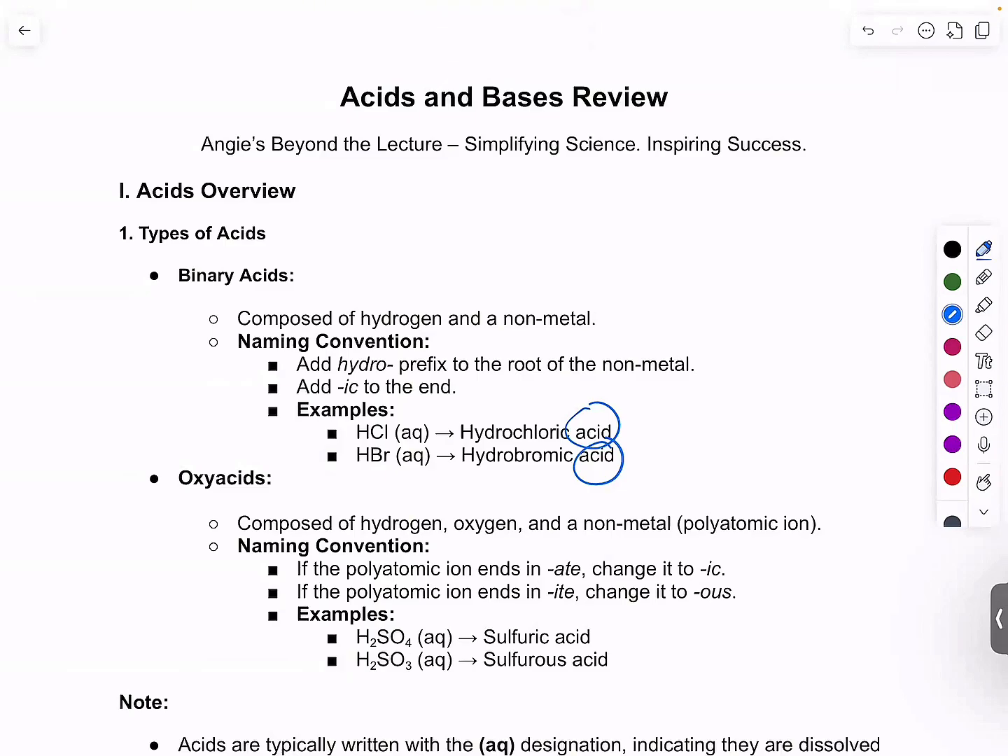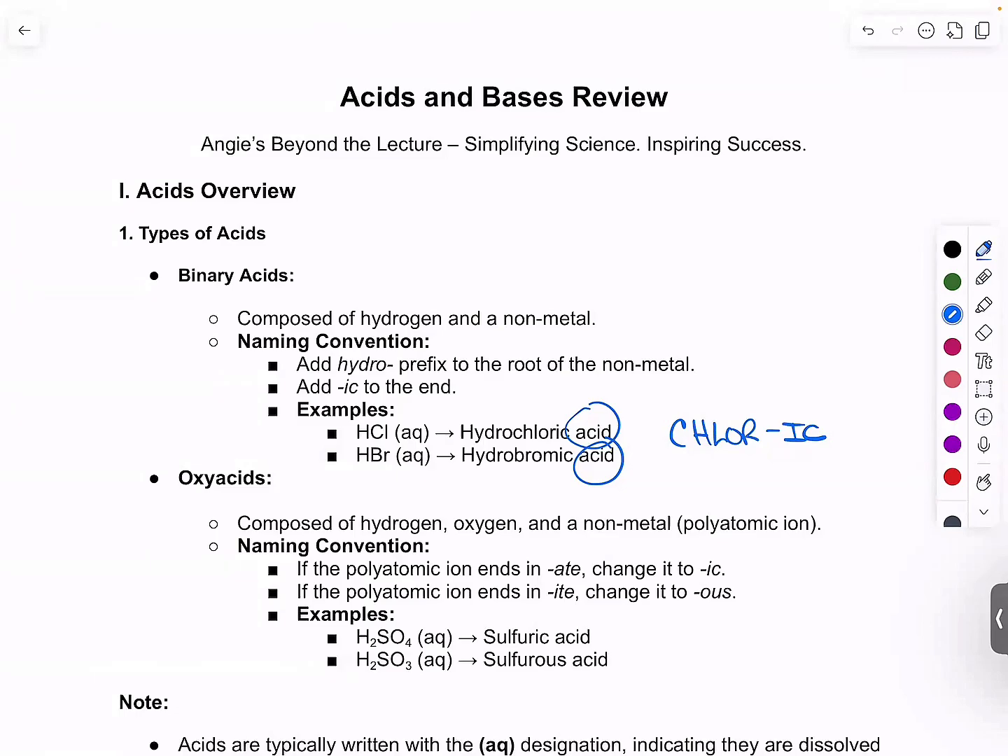And we'll have hydro in front of the name. We'll have the root of the second element. So for chlorine, we turn it to chlor. And then you simply tack on the ic, and then I'll separate that there to show you hydrochloric and then acid to finish it off here.